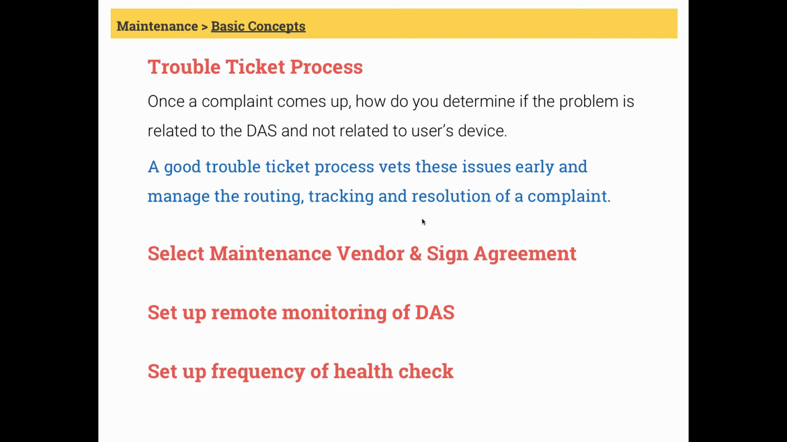Next is setting up the frequency of health checks. This is usually part of the SLA or vendor agreement. Even if you don't have a maintenance vendor and agreement in place, it's not a bad idea to periodically conduct a health check on the DAS. This is part of preventive maintenance. Once a maintenance process and vendor are set up, a well-built DAS should not need a daily checkup. A maintenance program equipped with a good preventive maintenance program can keep you headache-free for a long time.